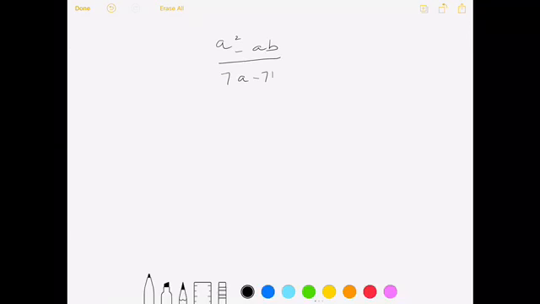In the numerator here, you have a common factor of a, and on the denominator you have a common factor of 7. We can cancel the a minus b on the numerator and denominator. We're left with a over 7.